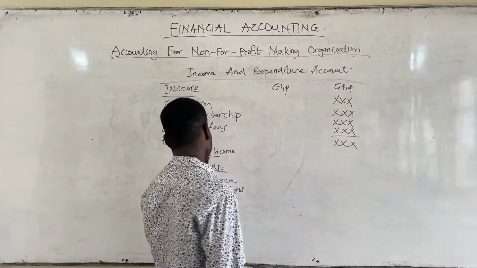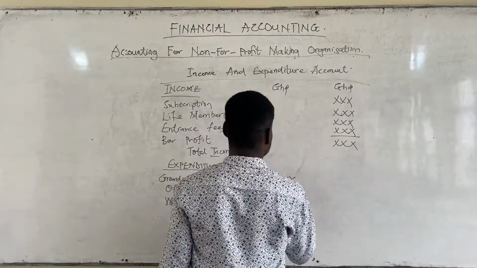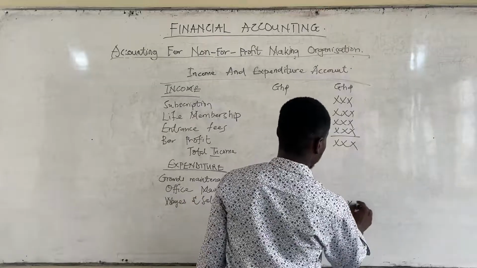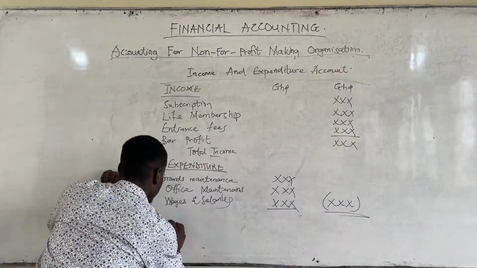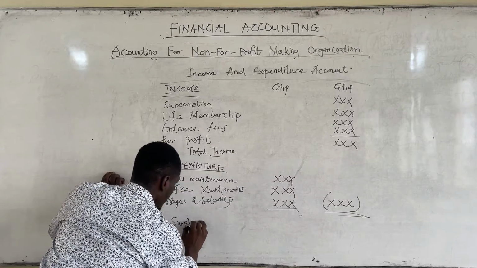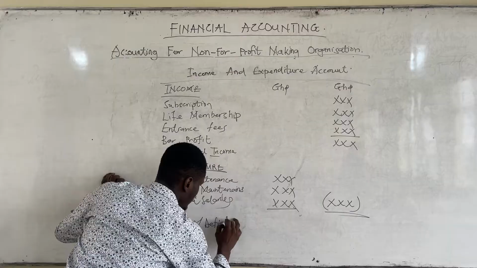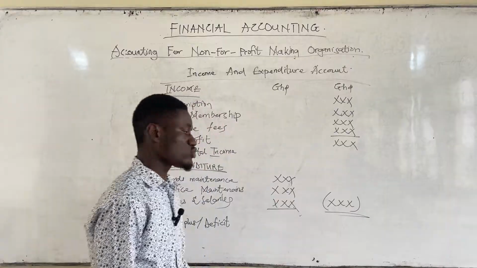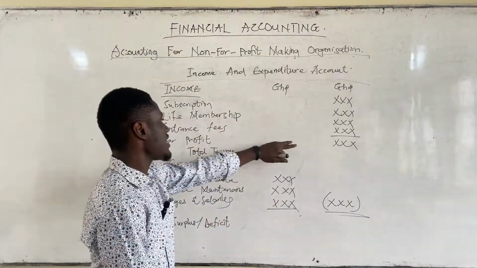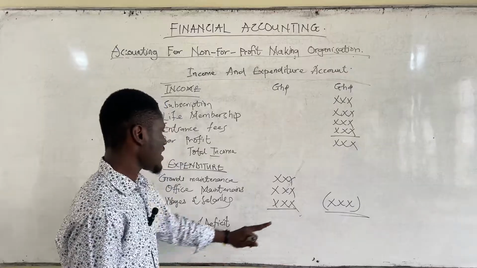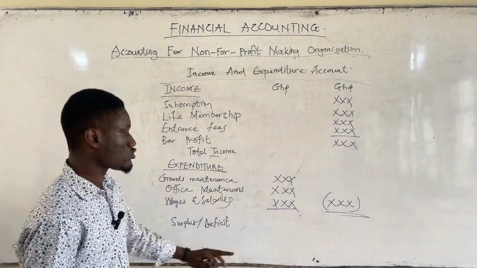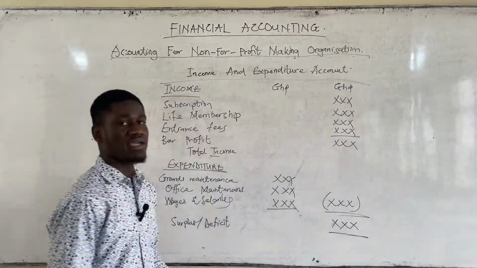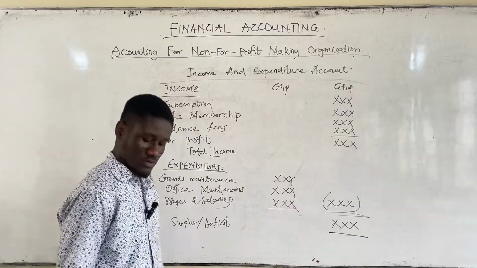We'll get our total income. Then we'll add our expenditures together and subtract it from our total income. So we'll get a surplus or a deficit. Okay, so if our expenses are greater than our income, we are going to get what? Deficit. But if our income is greater than the expenses, we are going to get surplus. So it depends on the amount that you get over here. Good. So that's all for our income and expenditure account.